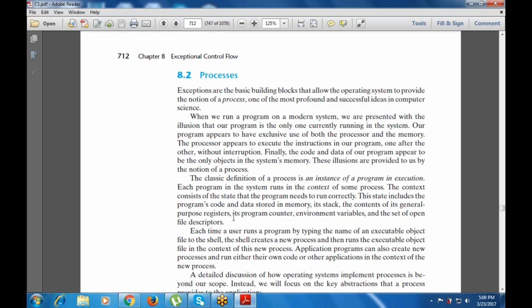What is a process? A process is an instance of a program. We can say a program in execution is known as a process. So whenever a program in execution takes place, that is known as a process. A process takes the executable object file, and the shell runs the program. Its state includes the program code and data stored in memory, its stack, the contents of the general purpose registers, and the program counter, everything. This we will discuss in tomorrow's class.